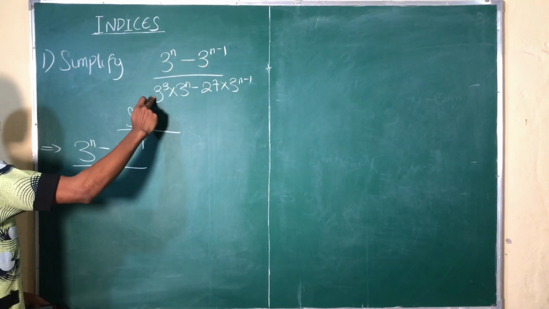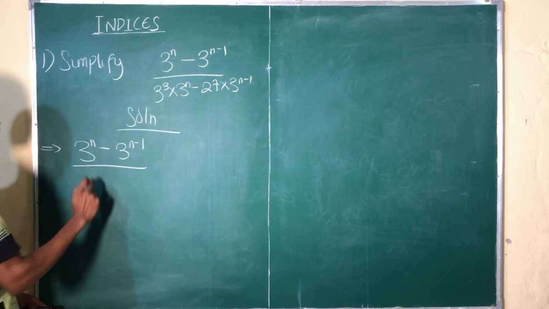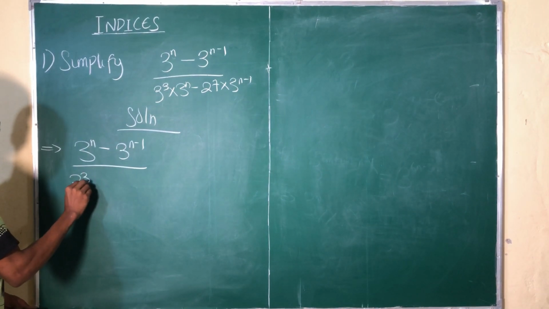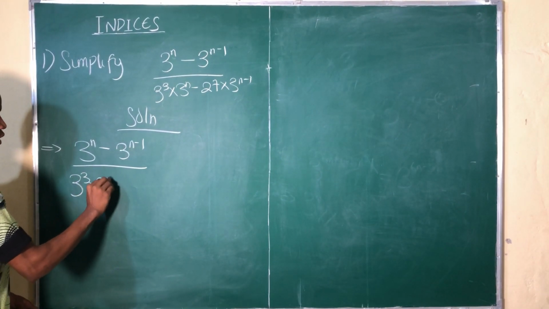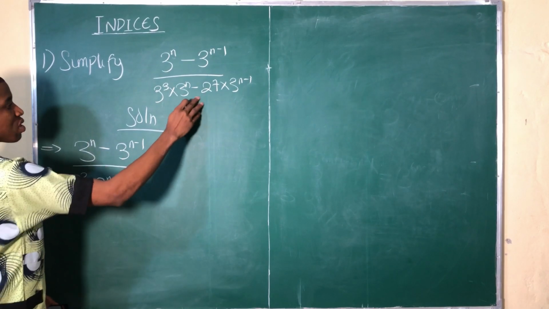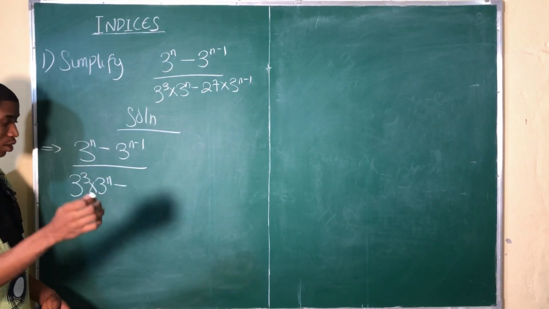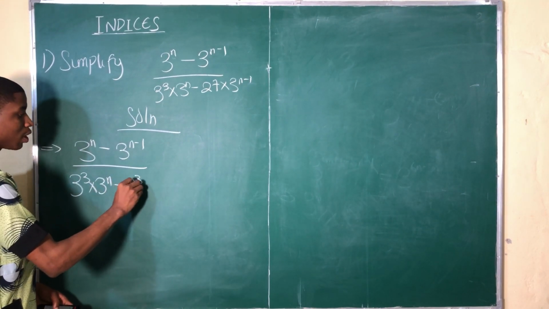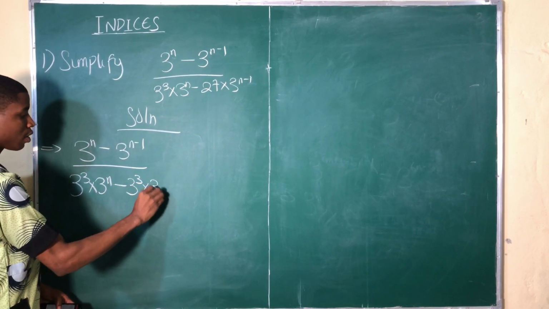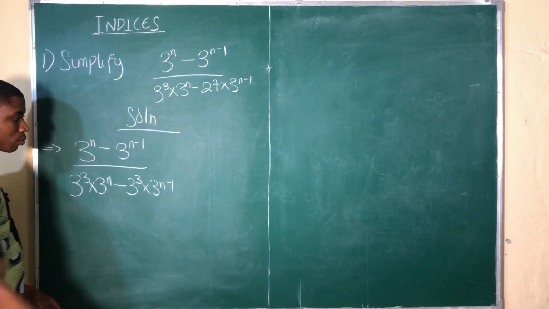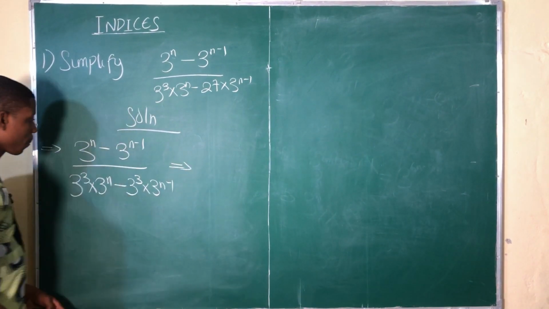Of course, we have 3 raised to power 3 here. So it becomes 3 raised to power what? 3 multiplied by 3^n − 27 is a multiple of 3, right? Which is 3 raised to power 3. So by having 3 raised to power 3 multiplied by 3^(n−1). Of course, the concept is easy.